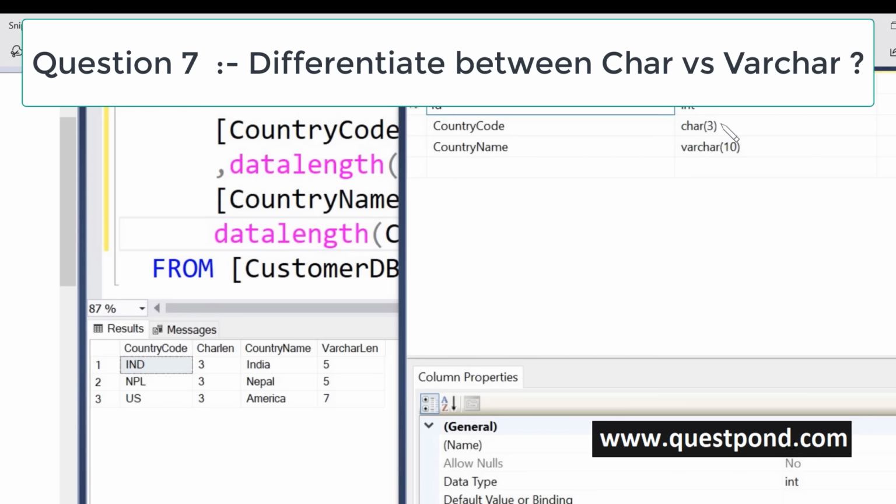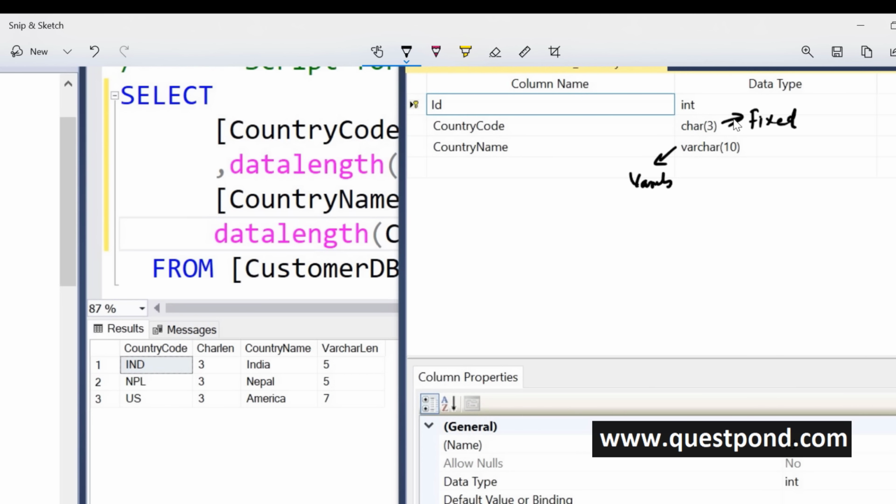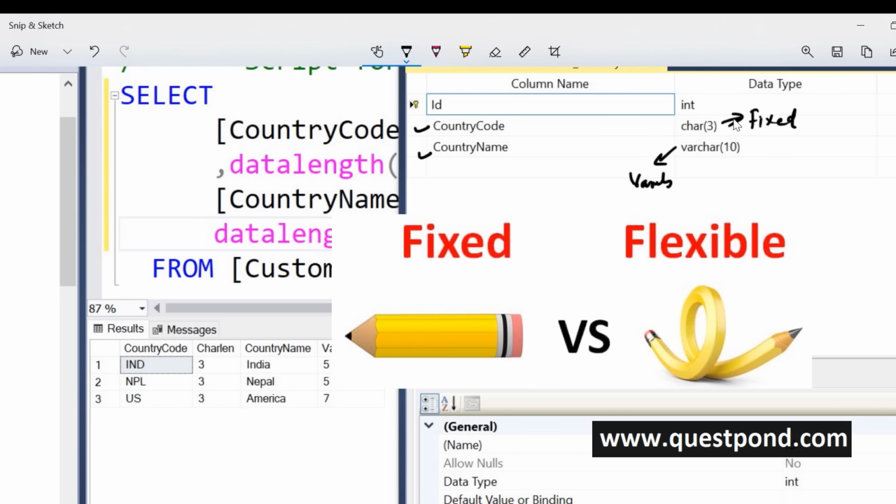What's the difference between char and varchar? From the interviewer's perspective, the first sentence which should come out is: char is fixed length while varchar is variable length. That is the first thing. Now let us put more explanation around this. You can see here I have country code which is char of 3 and country name which is varchar of 10. Now when you define a data type with char, irrespective of what data you put, it will always take 3 characters or whatever the character length is.